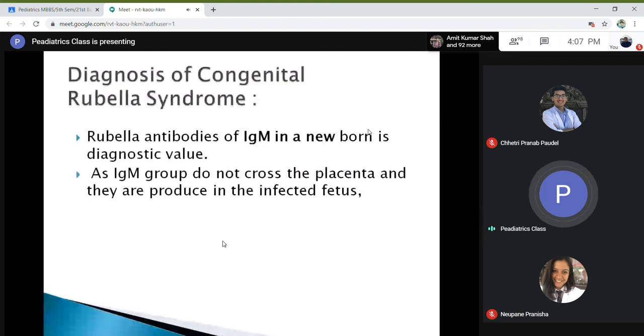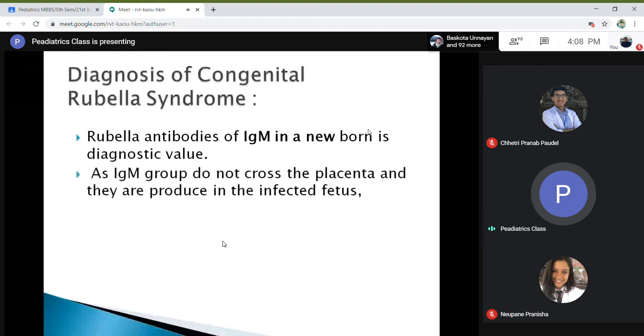So for a positive result, IgM, why? Because it's a macromolecule which does not cross the placenta. That means the baby is producing it. If you get IgM in the baby's blood, it means the baby is reacting, so this is congenital rubella. Not the IgG. IgG can pass from your mother, a reflection of the mother's immunoglobulin carried from the past.